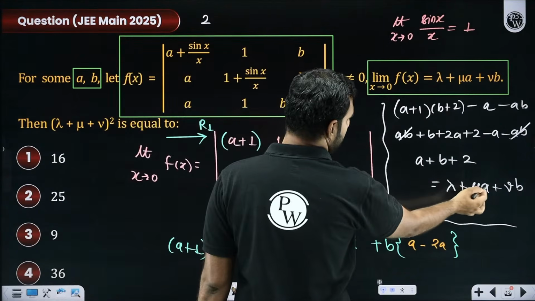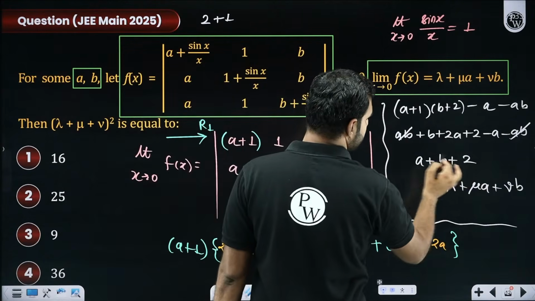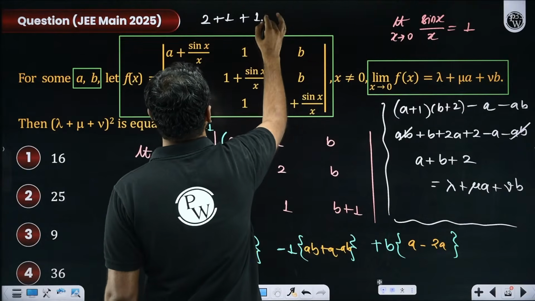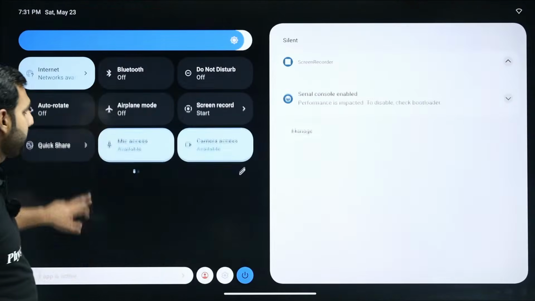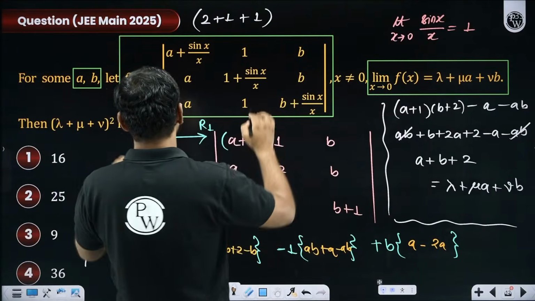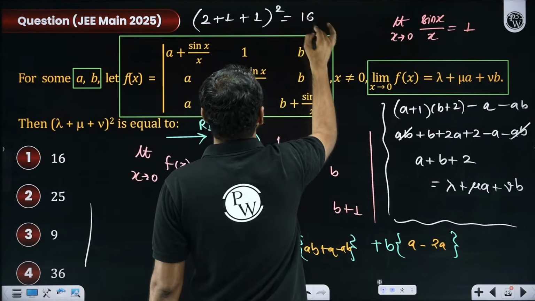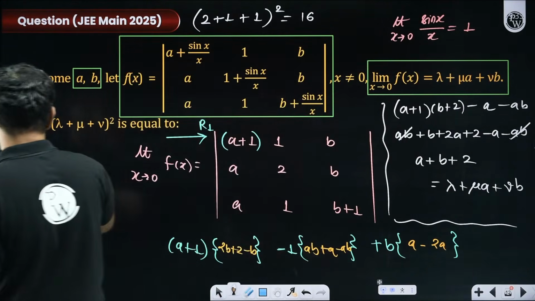Then mu, if I want to crack the coefficient of A, which is 1. And nu, if I want to crack, which is the coefficient of B, which is also 1. So there I get lambda plus mu plus nu, that is 2 plus 1 plus 1 whole square, is what I'm supposed to figure out. So 2 plus 1 plus 1 is 4. 4 square is 16. And I think it is given in option A.